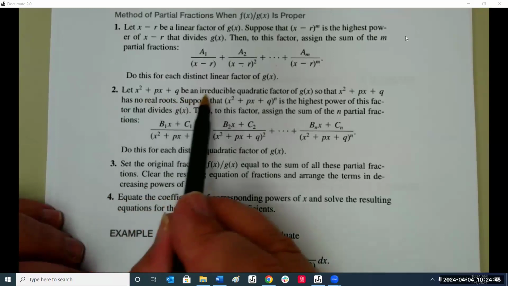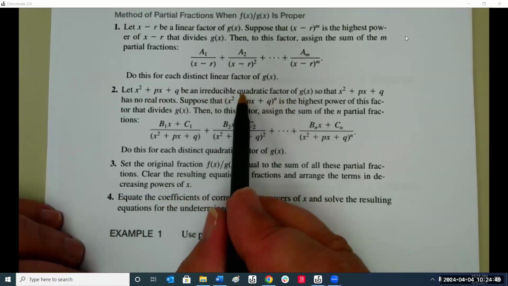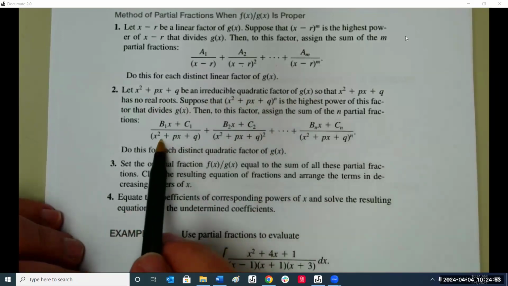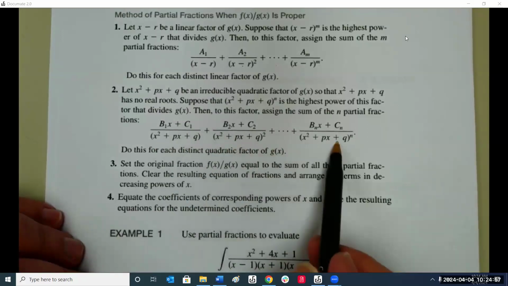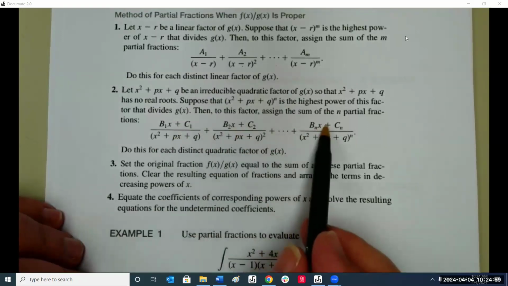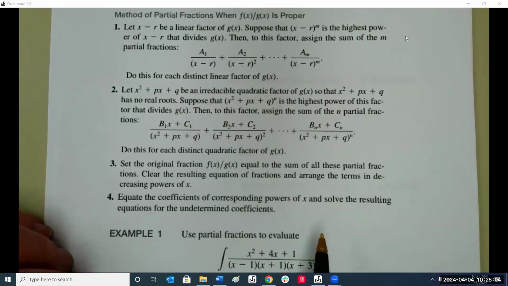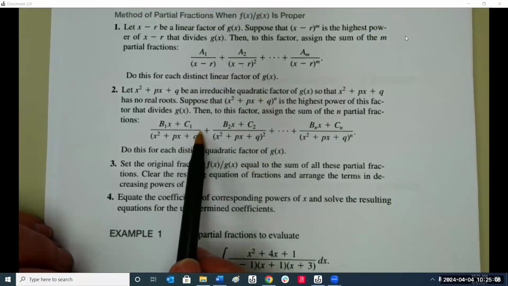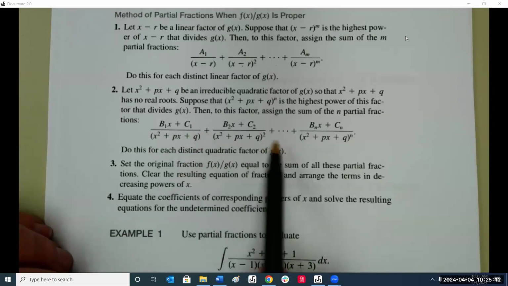If your denominator is irreducible, you can't go any further, so it has no roots, then we have to leave the quadratic alone, but this time we'll have a binomial in the numerator. Again, it all depends on the multiplicity of those quadratic factors.